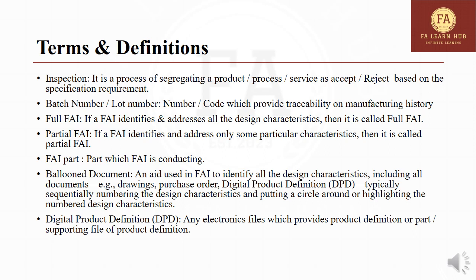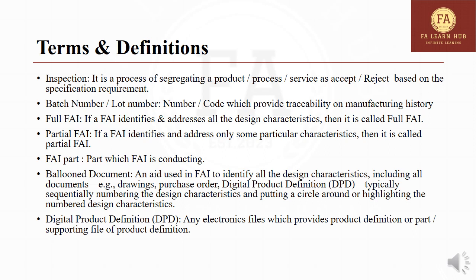Terms and definitions. Here I will explain some basic terms and definitions. Inspection is a process of segregating a product, process, or service as accept or reject based on the specification requirement. So we have a specification. Based on the specification, the inspector segregates the product or process as accept or reject. If the product, process, or service is meeting the specification requirement, it is considered accept. If it is not meeting the requirement, it is considered reject. This particular process is called the inspection process.